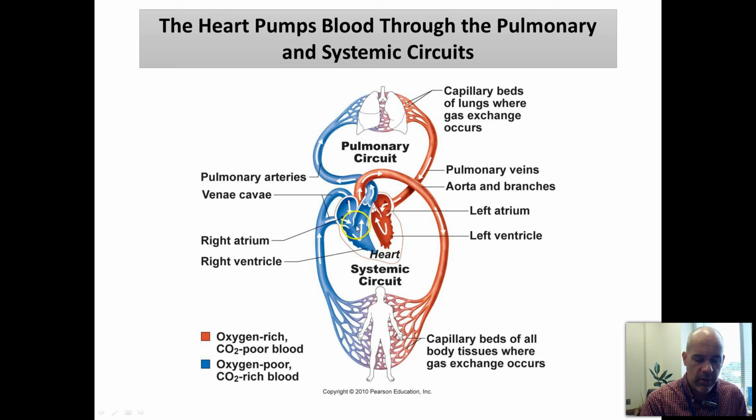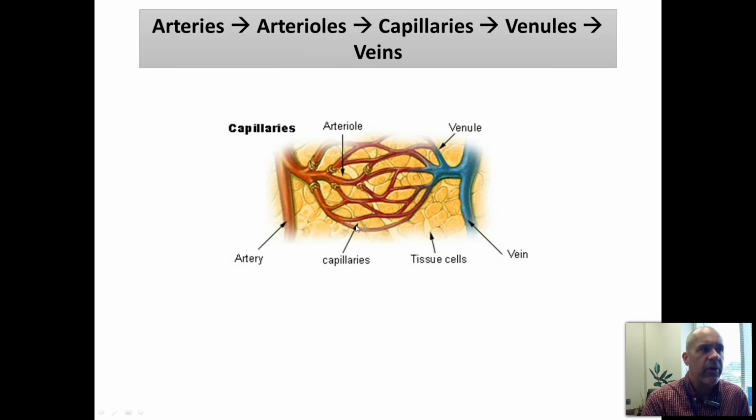Okay, so you guys have seen the pulmonary and the systemic circuit before. And again, keep in mind, blood is always flowing from a system of arteries to arterioles. Those are the little smaller microscopic type arteries that lead then to capillaries.